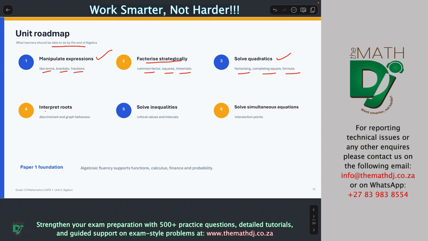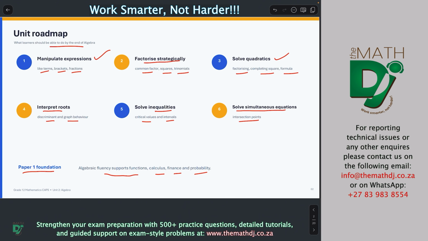We're also going to deal with interpreting roots, so the discriminant and graph character. Then we're going to solve inequalities, where we find critical values and intervals. Then we're going to solve simultaneous equations and intersection points. This is actually under paper 1 foundation. Algebraic fluency supports functions, calculus, finance, and probability. So this is a foundational unit which is applied in several concepts like what I've mentioned here: functions, calculus, finance, and probability.